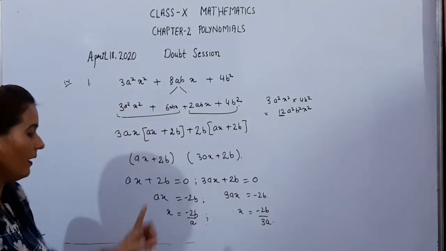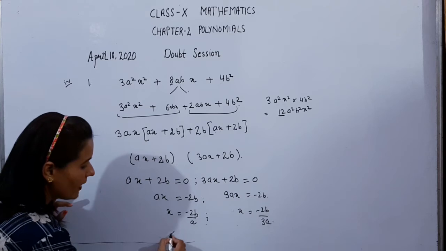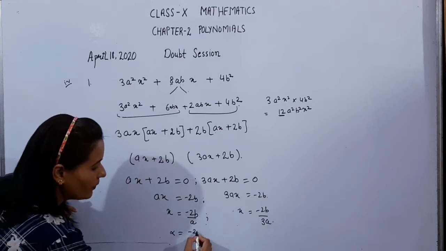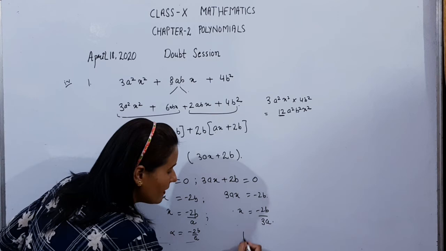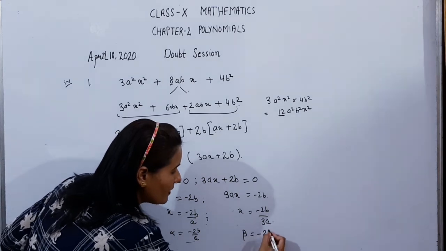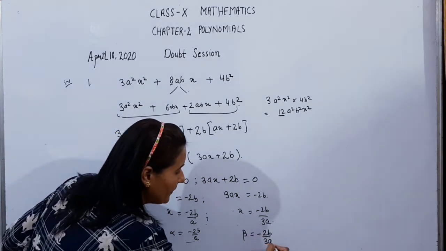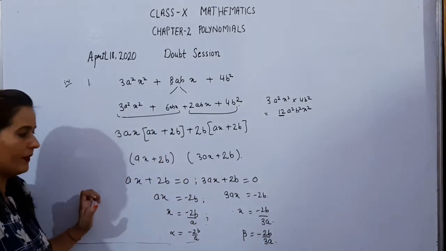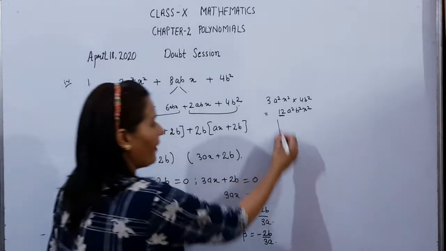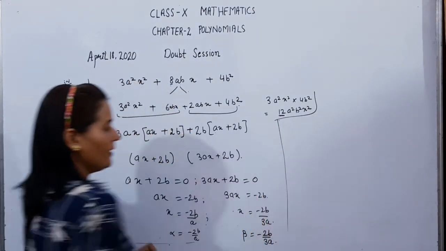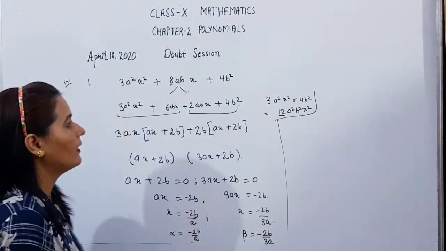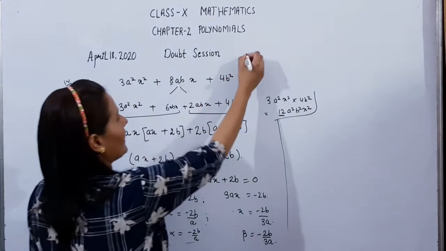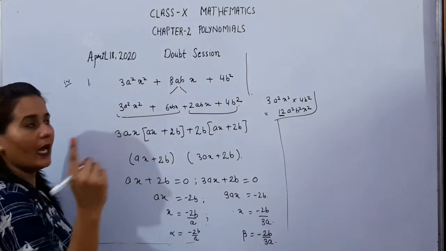So we are getting two values. This you can write as alpha: alpha is minus 2b upon a. Let's write this as beta: it is minus 2b upon 3a. Clear? Now we have to verify the relation. Before that we will write the values of a, b and c.